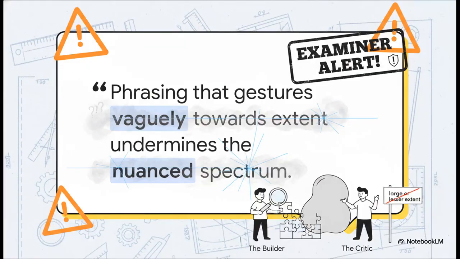And please listen closely to the 2025 examiners on this one. They explicitly warn against vague, wishy-washy phrasing like, to a large or lesser extent. Doing that totally undermines the nuance they're looking for. You have to argue with total precision rather than just speaking in generalities if you want to grab those higher-order marks.